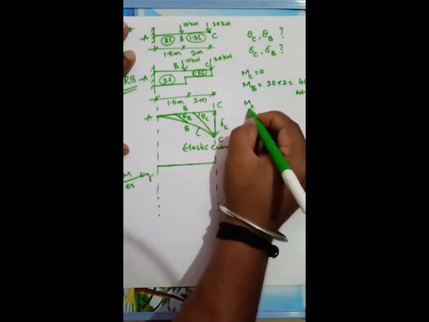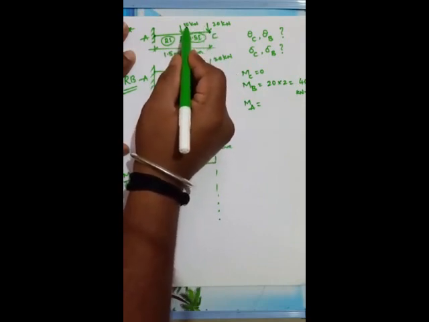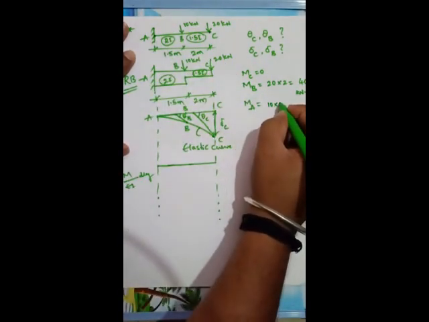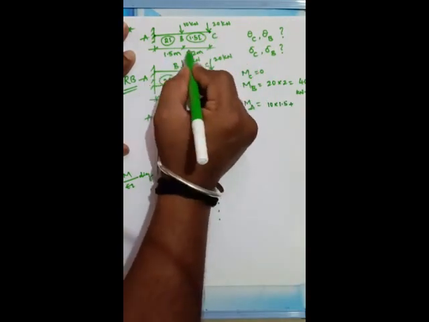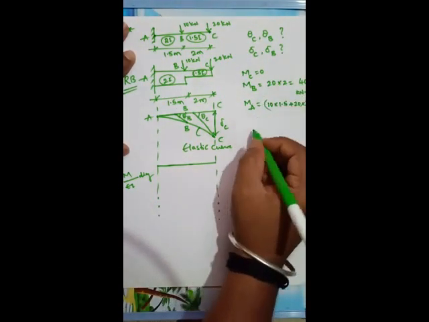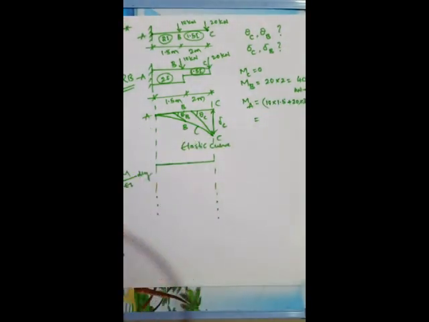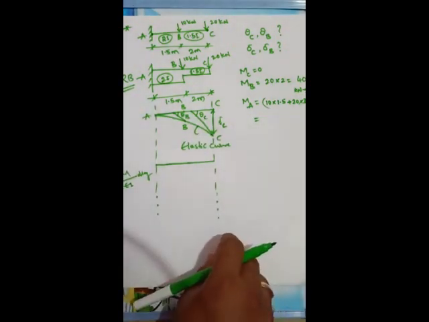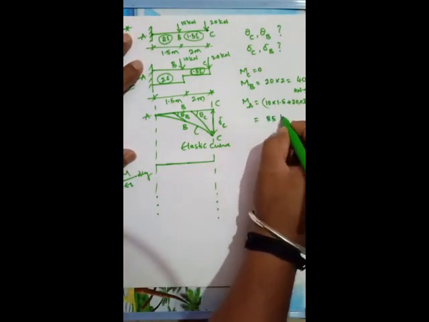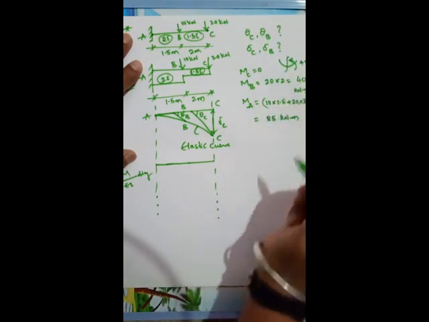What is the moment at A? Now cutting a section here, on the right hand side there are two concentrated loads. Due to 10, the moment at A is 10 into 1.5, plus due to 20, 20 into the total perpendicular distance of 3.5. So 10 into 1.5 plus 20 into 3.5, you are getting 85 kilonewton meter.